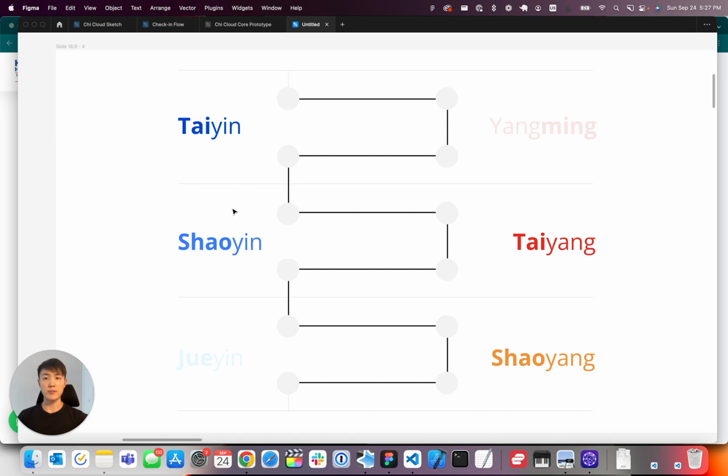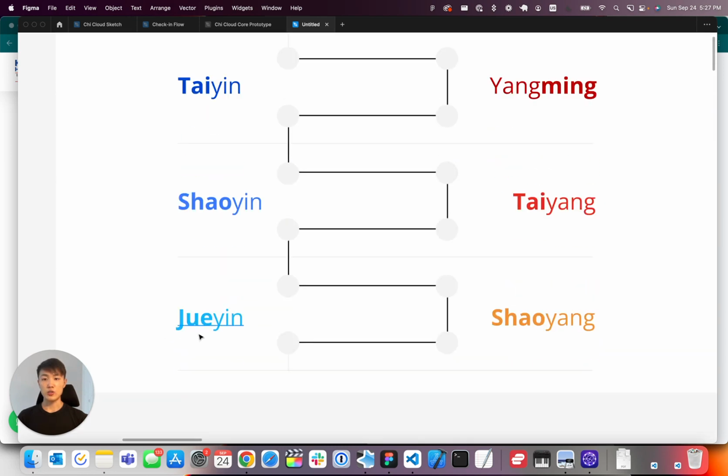Notice that they are offset. They're not right next to each other. So we have tai yin on the first level and second level of yin. And for tai yang and shao yang, we have them in the second and third level. So just notice that. Now, for the third level of yin, we have jue yin.